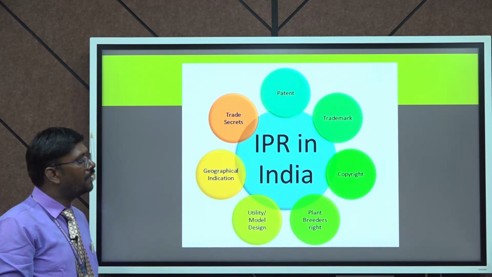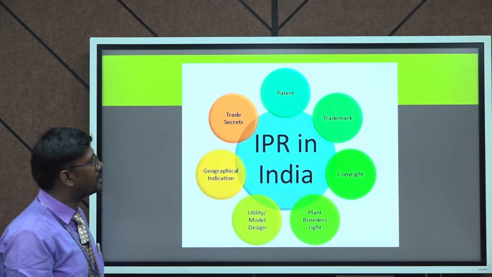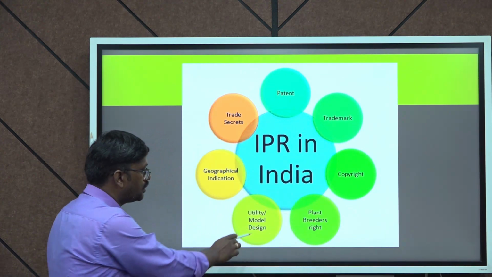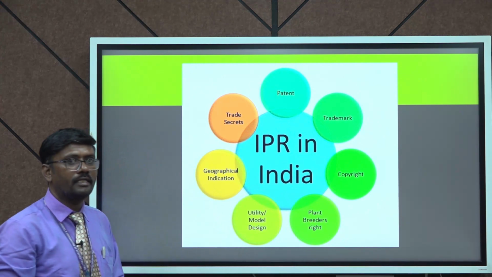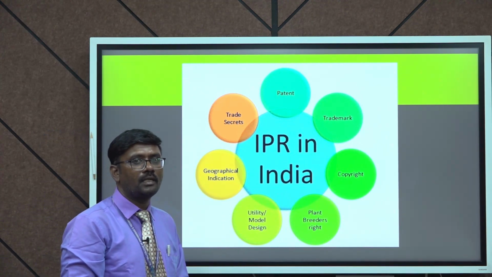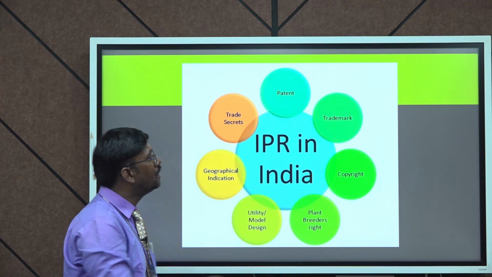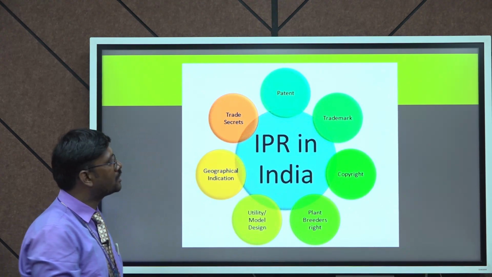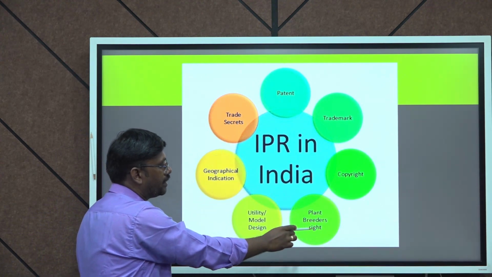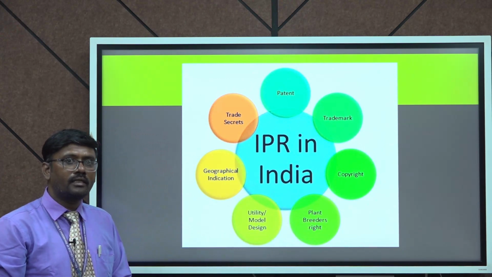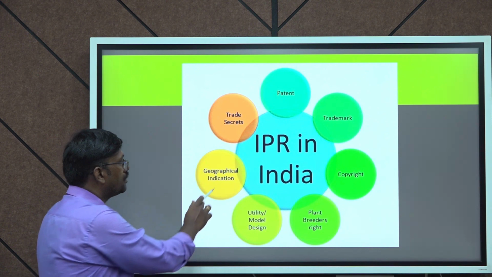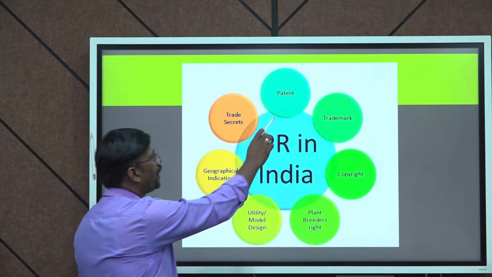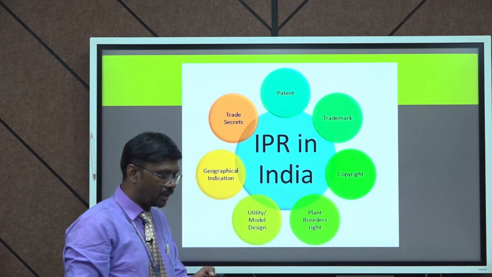There are different categories of IPR, intellectual property rights, in India: patent, trademark, copyright, plant breeders' right, model designs, geographical indication and trade secrets. There are many categories in IPR, in which for academics we give more importance to patents, copyright and designs. For industrial aspects, there is more insight on trade secrets and plant breeders' rights. In terms of society registration and corporates, the geographical indication comes into the picture. In this lecture we are going to see more on what a patent is and how the patent filing process is done.